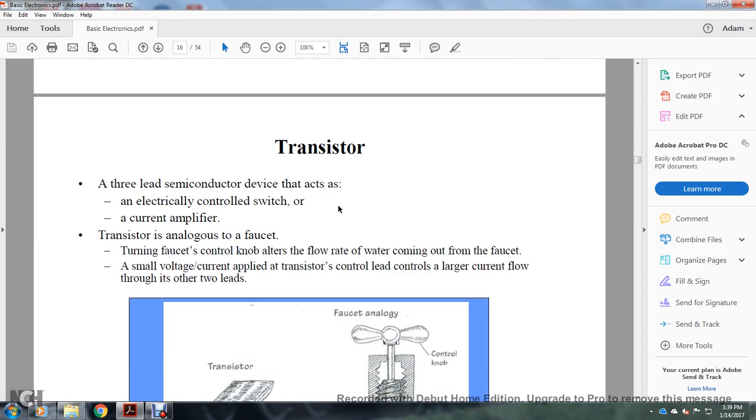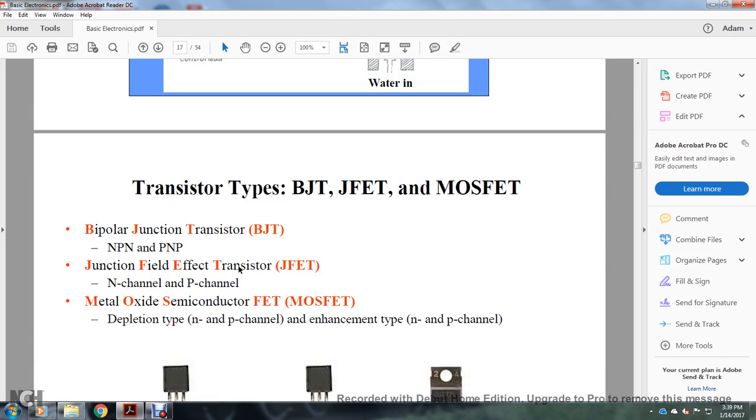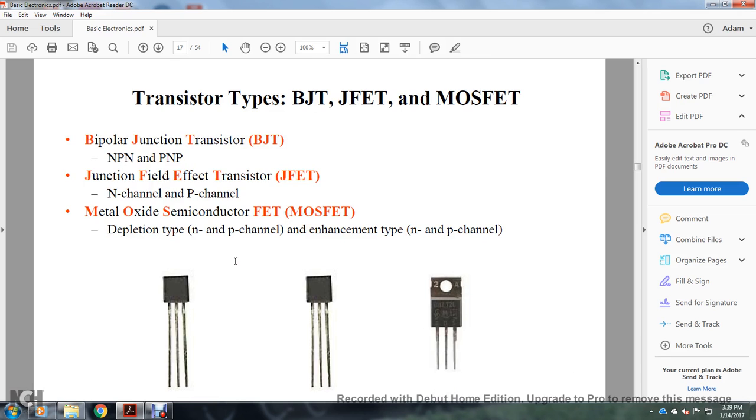Transistor. Alright, a three-leaded semiconductor device that acts as an electrically controlled switch and a current amplifier. A transistor is analogous to a faucet. Turning the control knob of the faucet alters the flow rate of water coming out of the faucet. A small voltage or current applied to the transistor controls a large current flow through its other two leads. This shows the transistor current in, current out, and voltage control leads with the water-in control knob faucet analogy. Alright, the transistor types are BJT, JFET, and MOSFET.